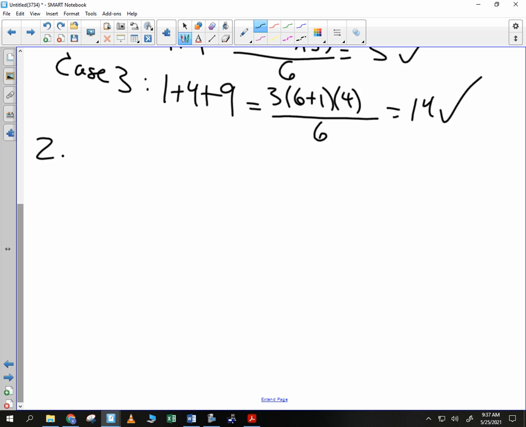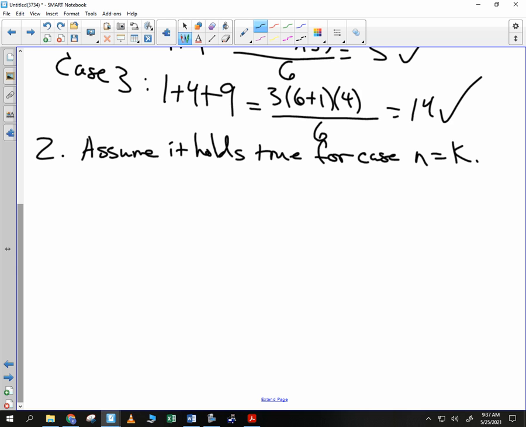It says, not everybody at once. Assume it holds true for n equals k. And in that situation, you write down the same thing that we expanded up above, except instead of using n's, you use k. That's all it is. So we say 1 plus 4 plus 9 plus ... plus k squared is equal to?